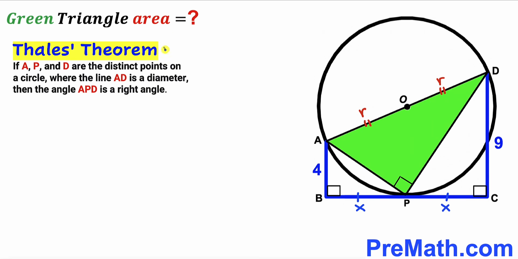And now let's recall the Thales Theorem. According to this theorem, if the points A, P and D are distinct points on the very same circle, and the line AD is the diameter, then the angle APD is going to be a right angle. In other words, it's going to be a 90 degrees angle. So no wonder this angle APD has got to be our 90 degrees angle, since the points A, P, D are on the very same circle, and AD is the diameter.